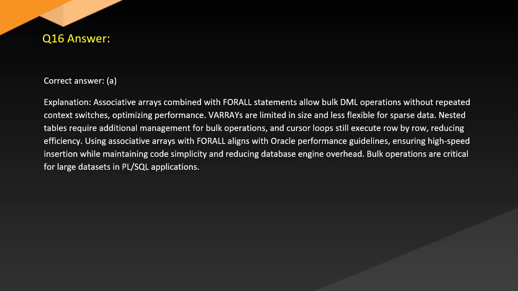Answer. Correct answer: A. Explanation. Associative arrays combined with FORALL statements allow bulk DML operations without repeated context switches, optimizing performance. Arrays are limited in size and less flexible for sparse data. Nested tables require additional management for bulk operations, and cursor loops still execute row by row, reducing efficiency. Using associative arrays with FORALL aligns with the Oracle Performance Guide, ensuring high-speed insertion while maintaining code simplicity and reducing database engine overhead. Bulk operations are critical for large datasets in PL/SQL applications.